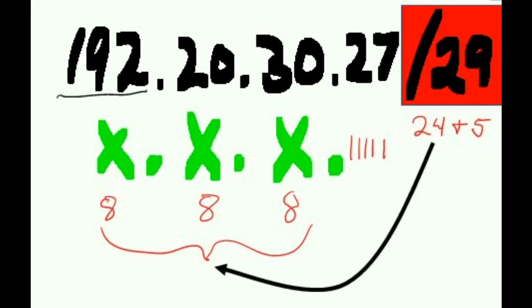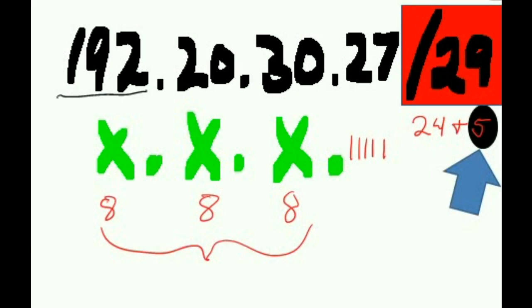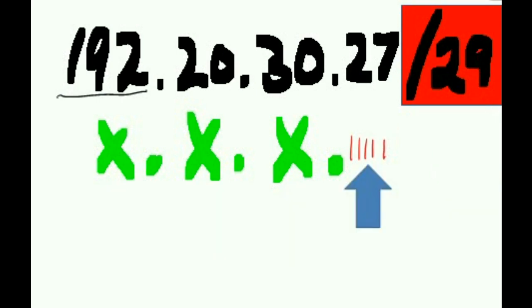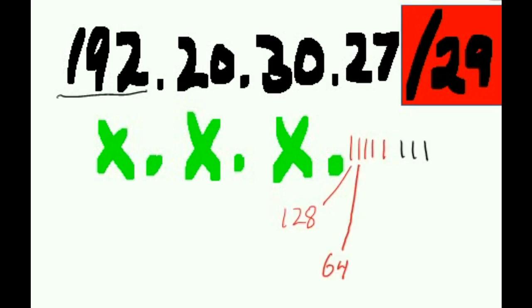Here are your 24 network bits. You need 5 more to get to /29. Those 5 are gotten from here, the fourth octet. They are part of an octet, and so they take on the values of 128, 64, 32, 16, and 8.